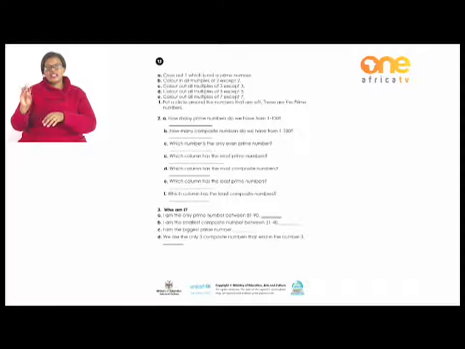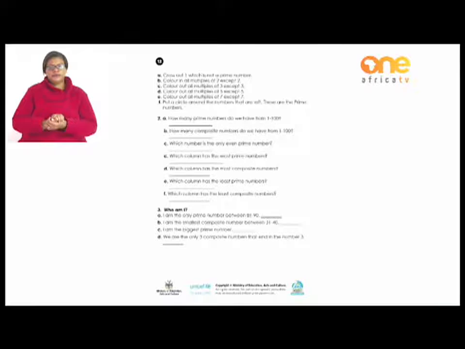B, I am the smallest composite number between 31 and 40. Which number do you think that is? So again, go back to your table and discover which number is that, which is the smallest composite number between 31 and 40. Number 3, I am the biggest prime number. Now, obviously, this will mean the biggest from 1 to 100. Okay, so keep it within the table, right? In other words, in that table that you have just completed, which number is the biggest prime number?